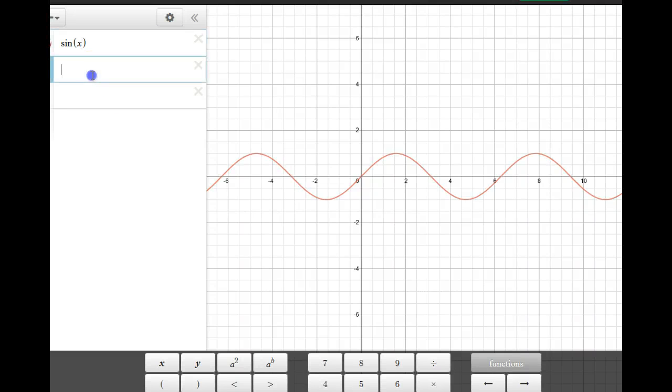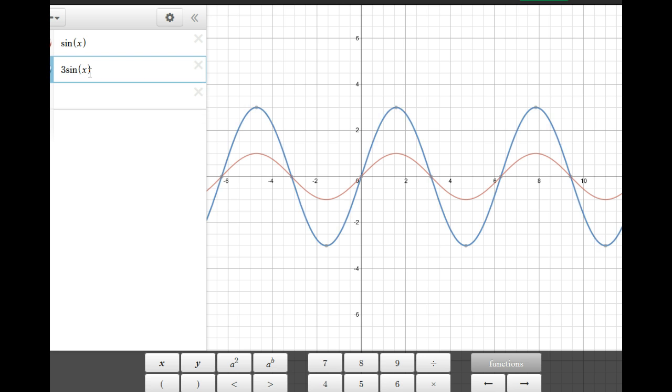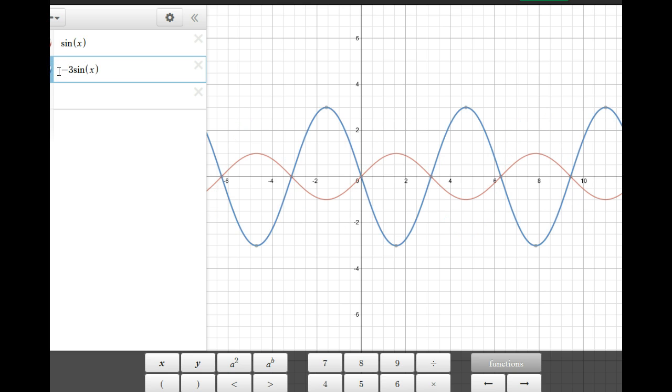Hey folks, we're going to continue on with lesson 5.2. The first bit is the sine of x and different effects. If we put a number out front like 3 sine x, we all know that that affects the amplitude. If you change that to a negative, it would flip it from the starting point.